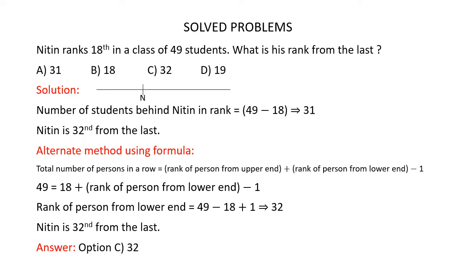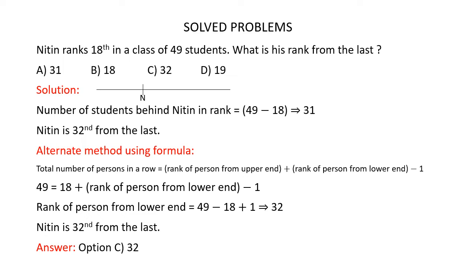So if we subtract 18 from 49, you will get the number of students who are behind Nitin in rank. 49 minus 18 is 31. So there are 31 students behind Nitin in rank. We are asked to find Nitin's rank from the last. So Nitin's rank from the last is 31 plus 1, which is 32. So Nitin is 32nd from the last.